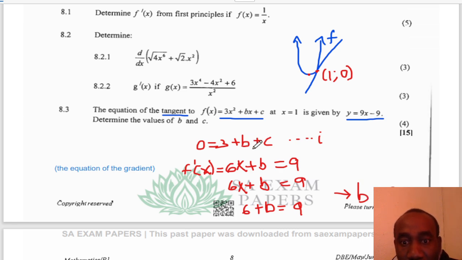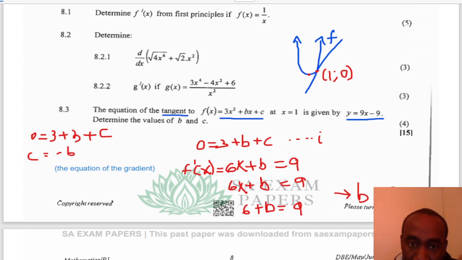Then we can go back to equation 1 and substitute b equals 3 into it. So 0 will be equal to 3 plus b, and our b here is 3, then plus c. So you can see c from here will be equal to -6. So that is the solution to that problem. If you have any other question, you can let me know. All right, cheers.